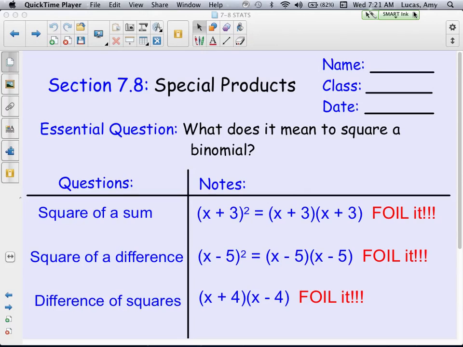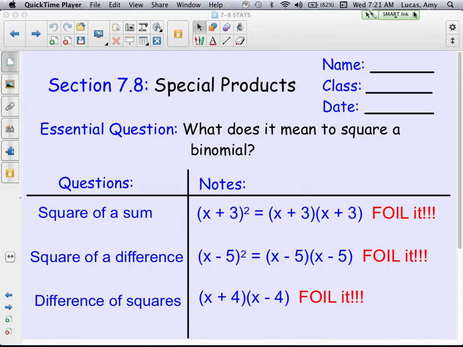Lesson 7-8, Special Products. Our essential question is, what does it mean to square a binomial? We have 3 vocab words. The first is square of a sum. So that means that you're squaring 2 things that are being added together, because addition is the operation that is represented by the word sum.